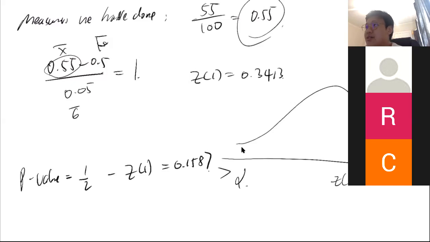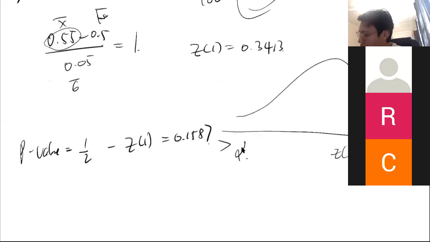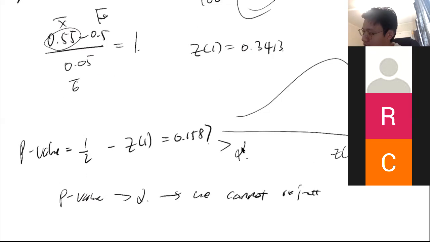It's actually only a standard deviation above that. So because the p-value is greater than alpha, that means we cannot reject. Actually, I was thinking it wrong previously. So it's just one standard deviation above the mean. So that's not significant enough for us to conclude that this coin is biased.